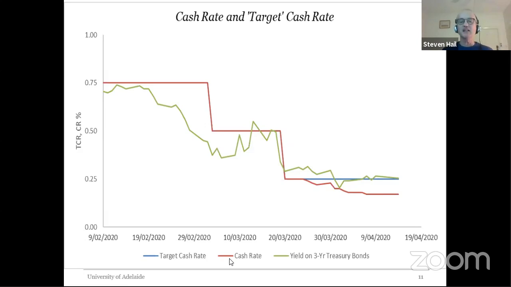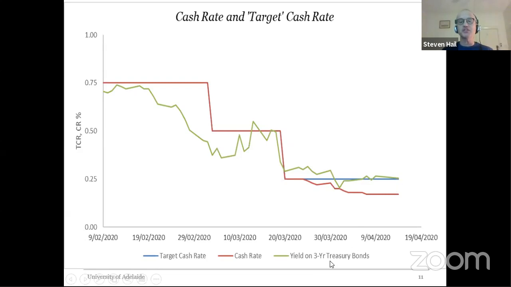The Reserve Bank, by fine-tuning the supply of cash to the banking system, fine-tuning the supply of exchange settlement account balances, so that there was never a shortage, but also never a surplus in the system, have been in a position to hold the cash rate at their target level. But look what's happened since the 20th of March. Since the 20th of March, the target for the cash rate has been 0.25%, which is what they decided on the 18th of March.